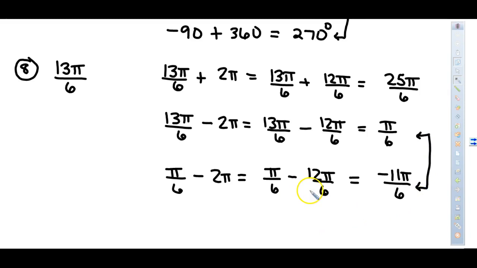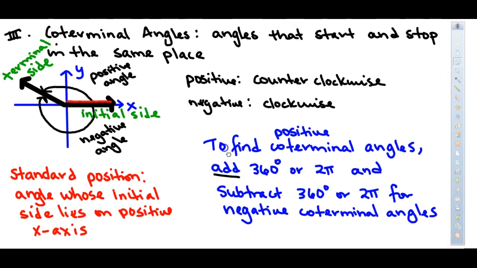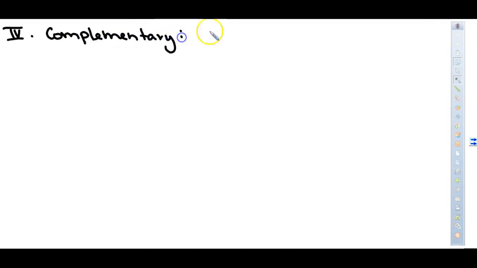So that is what we mean by coterminal angles and how to find your coterminal angles. So next concept here, complementary and supplementary angles. Complementary angles add to give 90 degrees, or if you're in radians, it would be pi over 2.